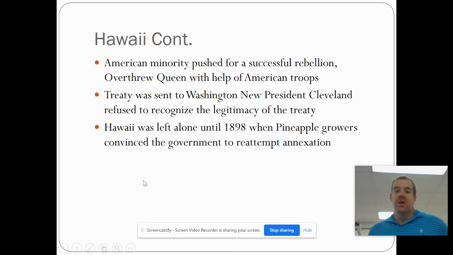Hawaii continued. So the United States basically orchestrated a coup in Hawaii. They overthrew the king with the help of American troops. They made a treaty that basically the president refused to recognize, but it turns out later that the United States just takes over Hawaii. All right, and eventually Hawaii is going to become a state. So what happened essentially was they orchestrated a coup in Hawaii and then they annexed it and took it over.